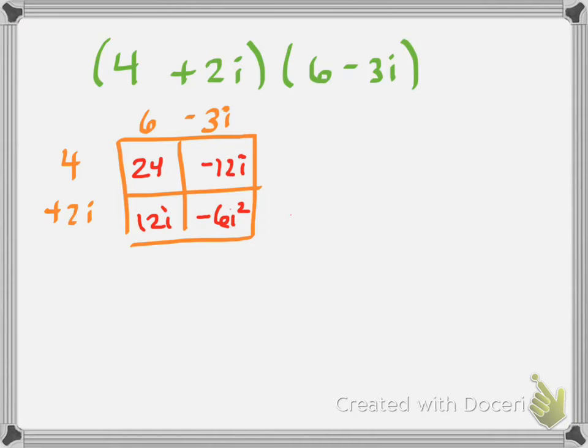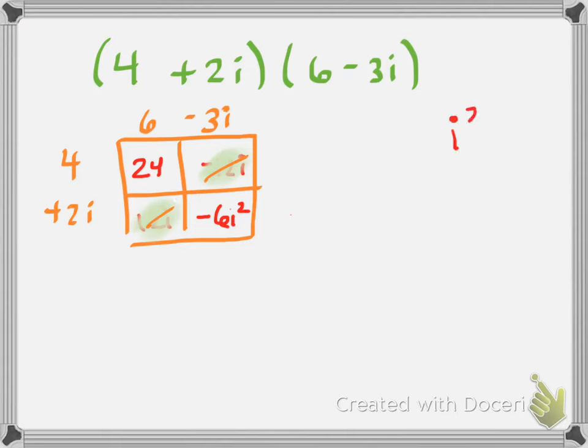So you might notice that you have some like terms here. You have 12i and -12i, which are going to cancel each other out. 12 minus 12 is 0. What you don't recognize is that these are also like terms. So, here's a rule.